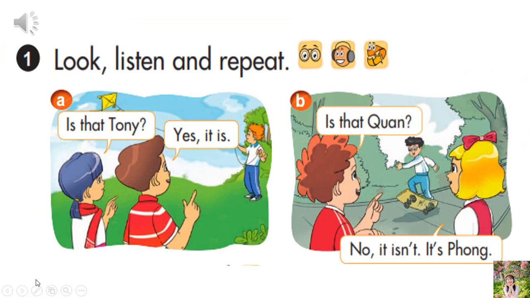Page 20. Lesson 2. Activity 1. Look, listen, and repeat. A. Is that Tony? Yes, it is. B. Is that Guan? No, it isn't. It's Fong.